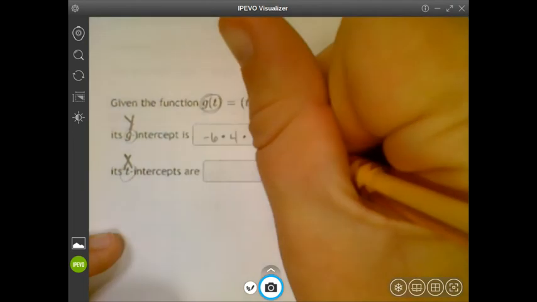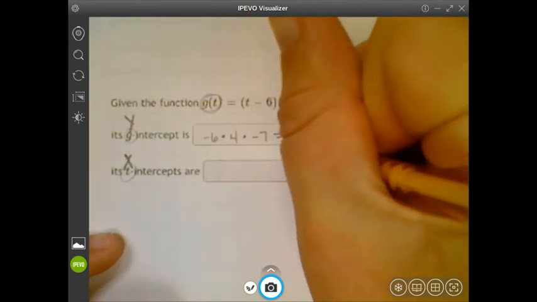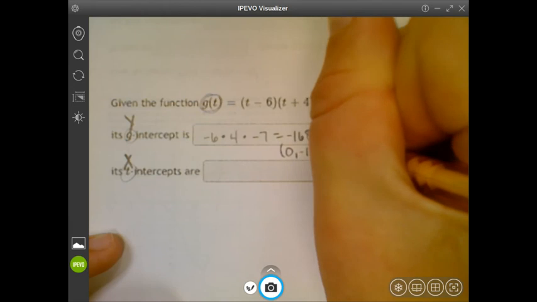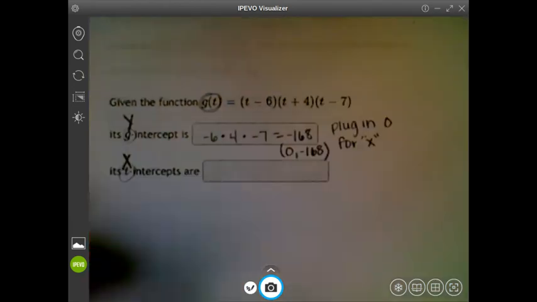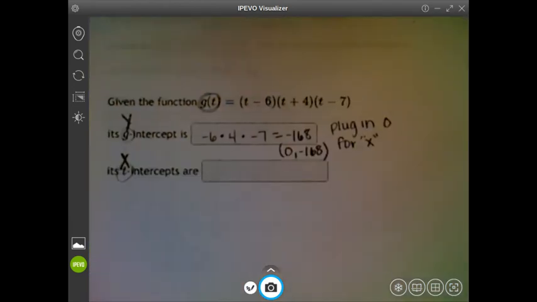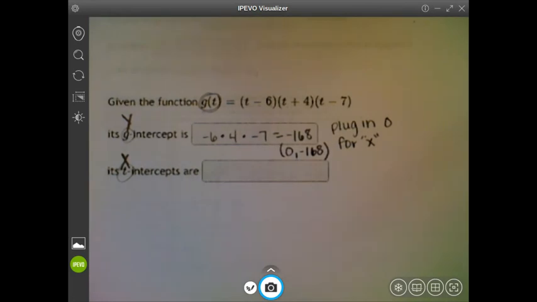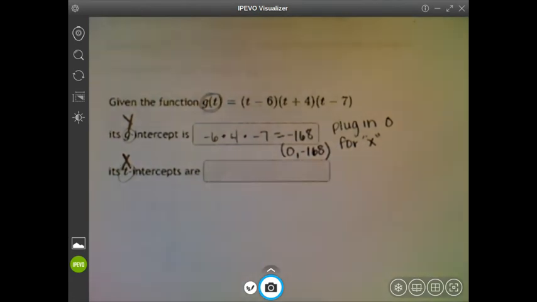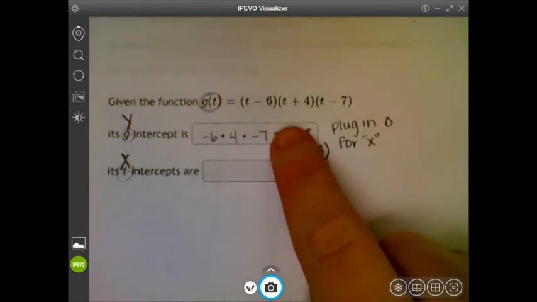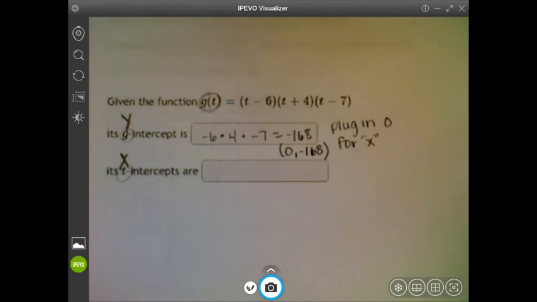Because it's asking for an intercept, my OpenMath wants it as a coordinate point, (0, negative 168). Remember, anytime it asks for an intercept, it absolutely wants it as a coordinate point. So if you just put in negative 168, it's not going to mark it right for you. So make sure it's a coordinate point, and you do have to put the parentheses for a coordinate point.